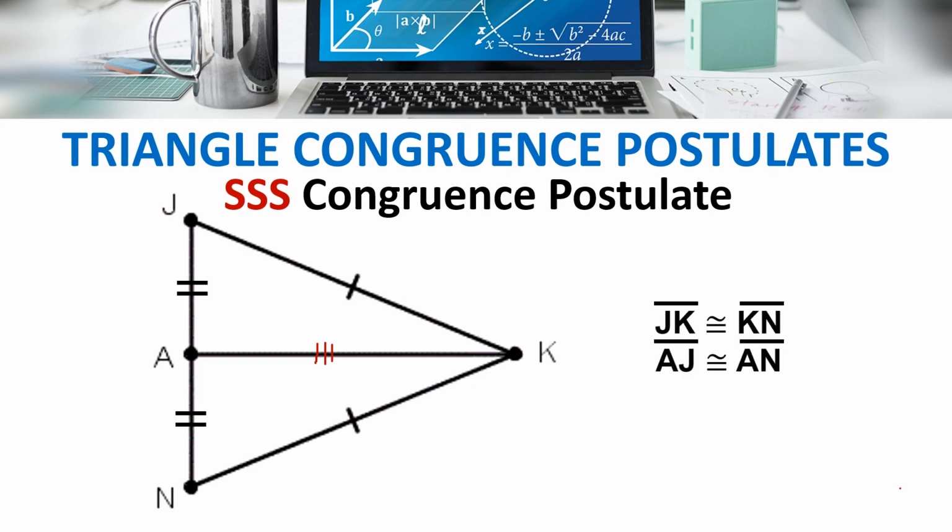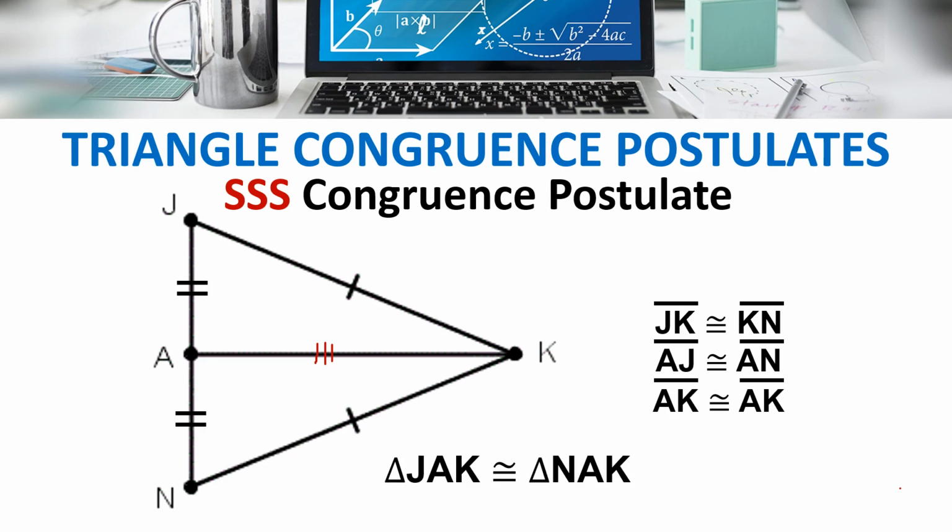Ayan. So, we could list down all the corresponding congruent parts. So, we have line segment JK is congruent to line segment KN. And line segment AJ is congruent to line segment AN. At yun nga, ang ating third part ay yung line segment AK is congruent to line segment AK to itself. So still, by using the SSS Congruence Postulate, we can conclude that triangle JAK is congruent to triangle NAK.